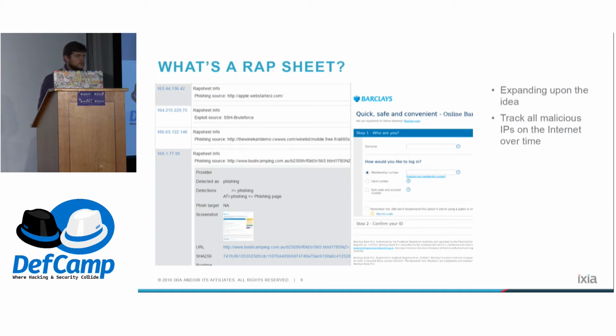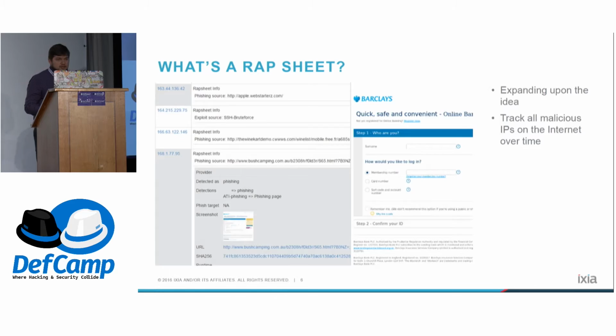The reason is we are using this system live. We're generating databases of intelligence of attacks, which we're using in our products. You have an example rap sheet over here. This is a view from our internal dashboard. You can see there's a screenshot of a Barclays phishing page being served by a website from Australia.